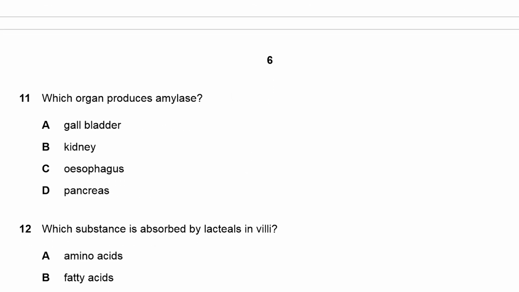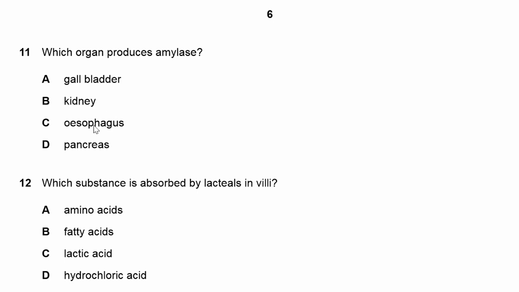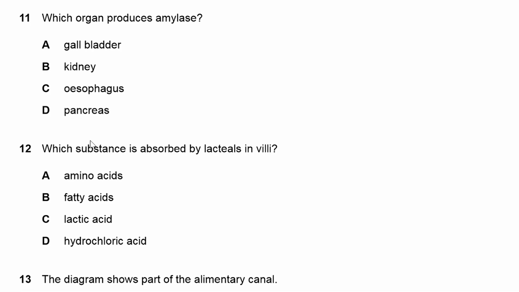Number 11 says, which organ produces amylase? Is it the gallbladder? Gallbladder usually stores bile. Kidney is involved in filtration to form urine. Esophagus, this connects the mouth to the stomach, so it just does the peristaltic movement of food. And then pancreas, this one here secretes the digestive enzyme pancreatic amylase. Alright, so pancreas is the one that makes amylase.